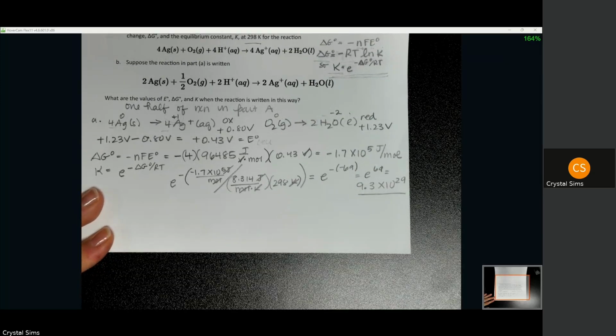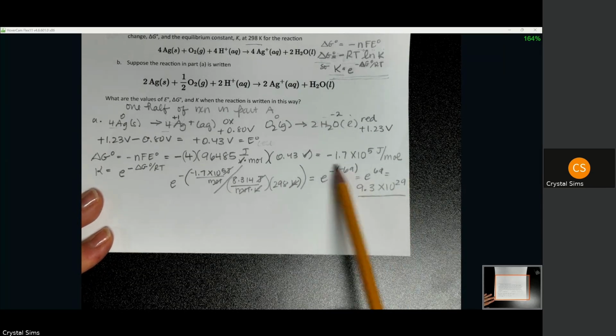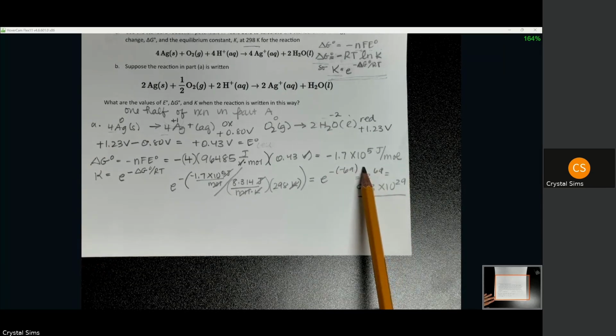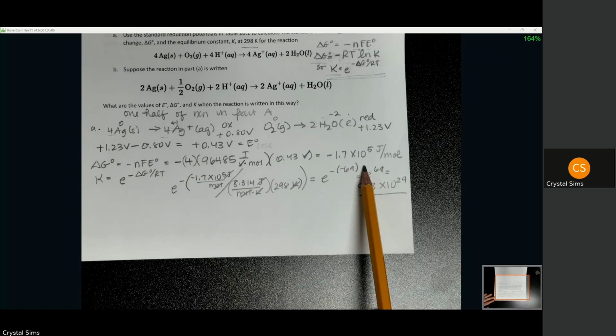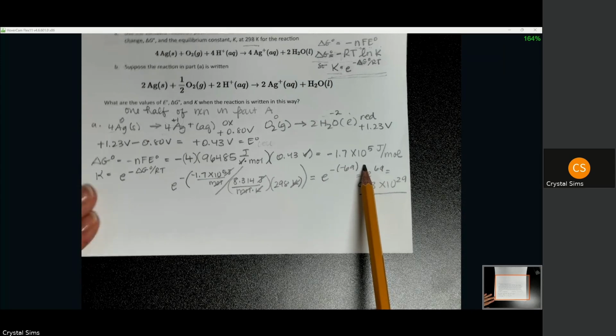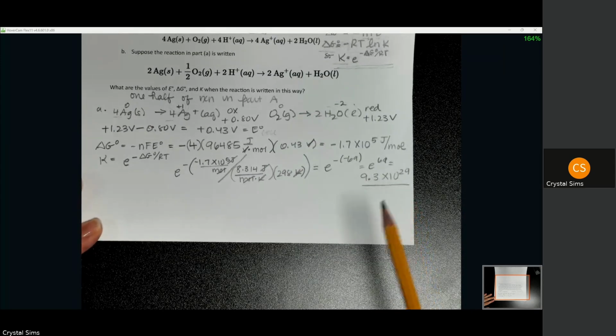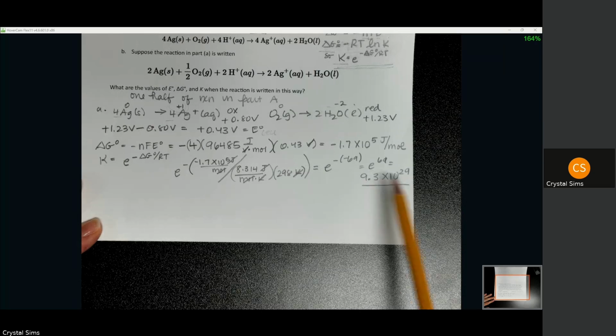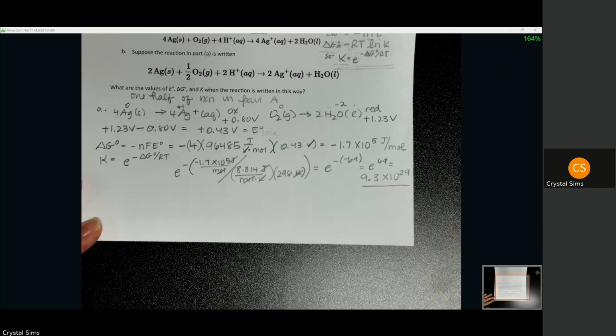So this was quite a bit. Since this is a large number, negative 1.7 times 10 to the 5, then this tells us that this reaction is very favorable thermodynamically, so we would expect a really high number here, which we got, 9.3 times 10 to the 29.